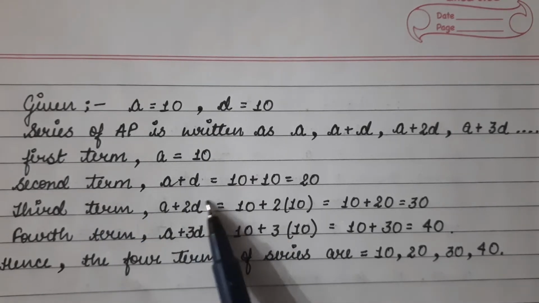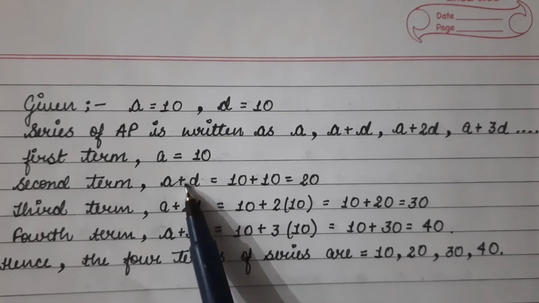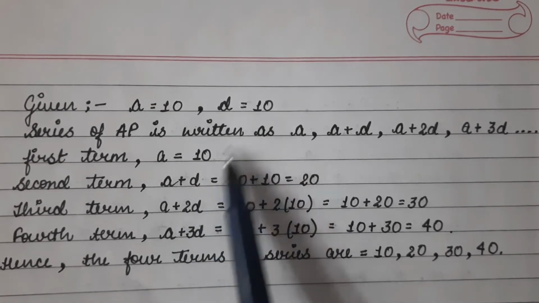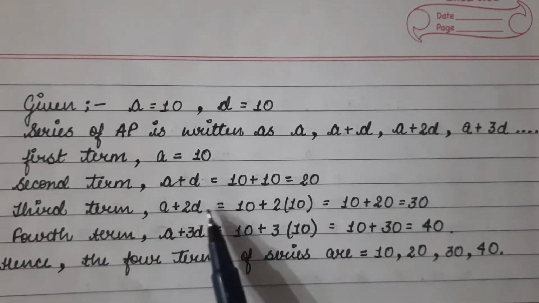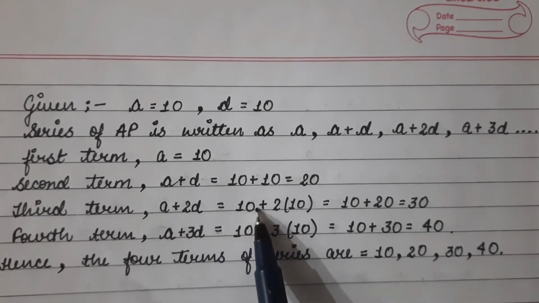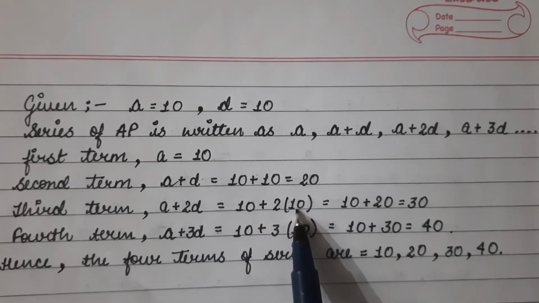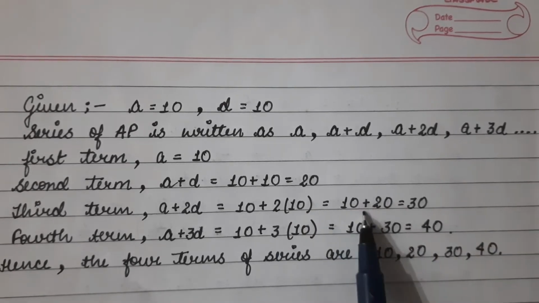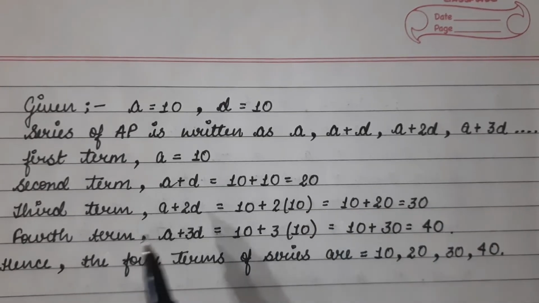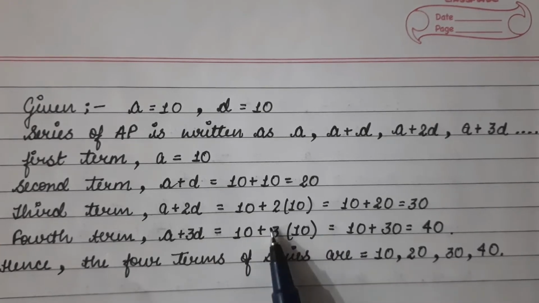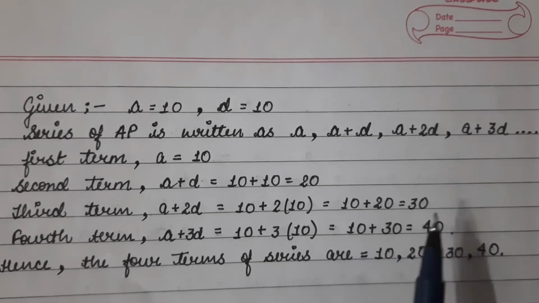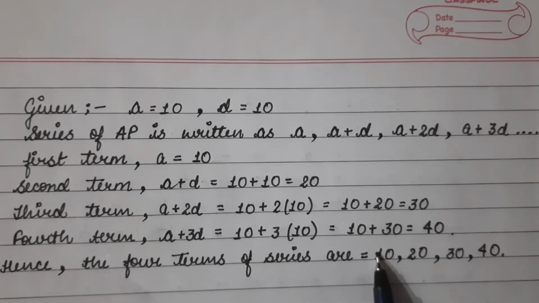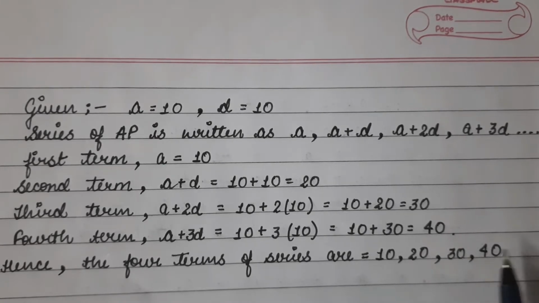Second term is A plus D, where A is 10 and D is also 10. So we just put the values here: 10 plus 10 is equal to 20. Third term is A plus 2D. The value of A is 10 and the value of D is also 10. So 10 plus 2 into 10, we will get 10 plus 20, which is 30. The fourth term is A plus 3D. So 10 plus 3 times 10, and 10 plus 30 is equal to 40. Hence the four terms of the series are 10, 20, 30 and 40.